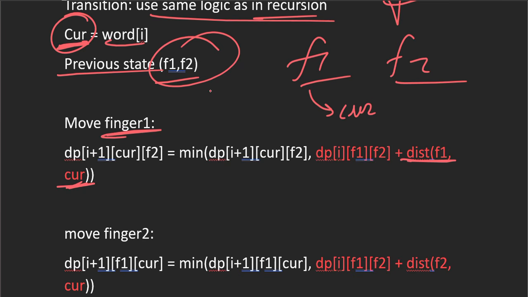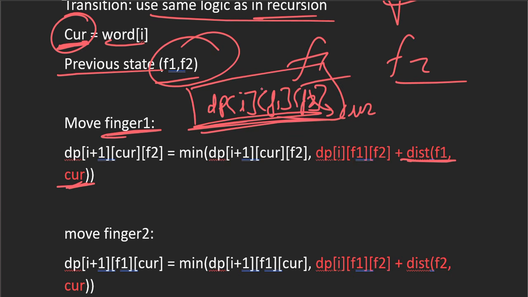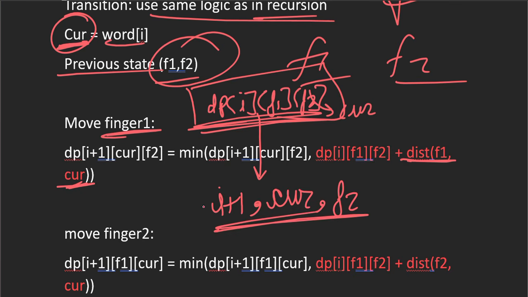We have already computed dp of I, f1 and f2. This state is already with us. So using this state we will be computing the next state, that is I plus 1. F1 has moved to the current state and f2 is still at the same state. So basically this is dp of I plus 1, current and f2. So using our previously computed state we are computing the next state, right? So this is when we use finger 1.